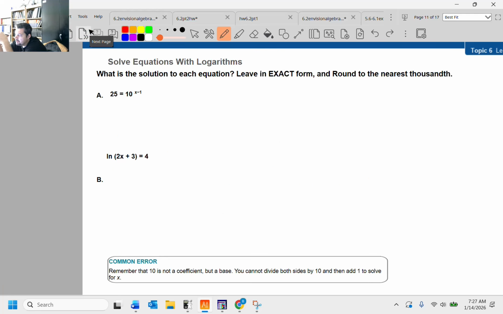All right, what is the solution to each equation? Leave an exact form and round to the nearest thousandth. So we're going to do a little technique here. Hopefully you memorized this by now; you'll have to know it by tomorrow. A logarithm with base b and argument a equal to some value has an equivalent inverse of a base with an exponent equal to the argument of the logarithm.